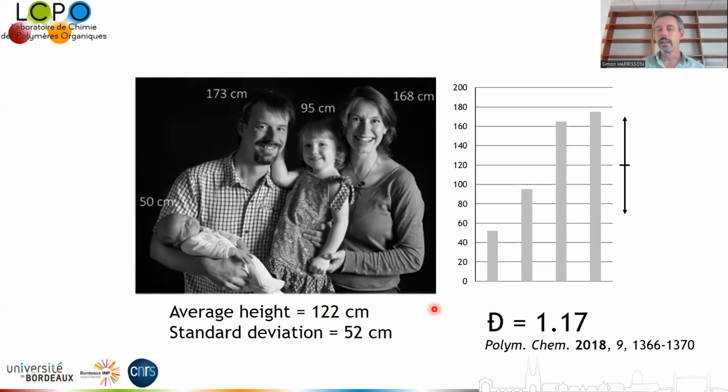But if you got this in the context of a controlled polymerization, you'd probably think, oh, that's quite good. Even though, in terms of that absolute variation in heights, we're really looking at something that is really quite broad.